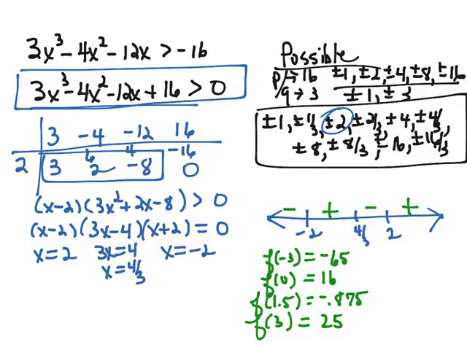So now we want to go back and look at what we're trying to find. We want to find the intervals where this polynomial is greater than 0. So we want to choose the positive intervals as our answer. So our answer is going to be the interval from -2 to 4/3, or the interval from 2 to infinity.